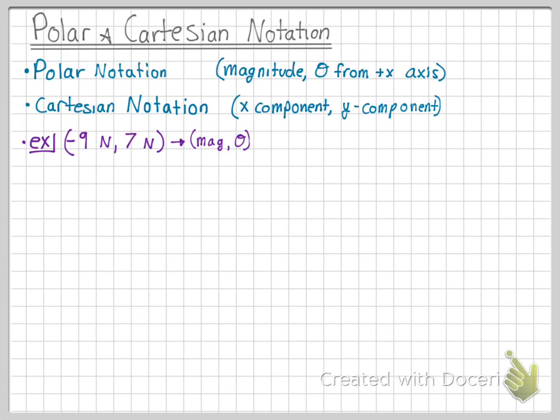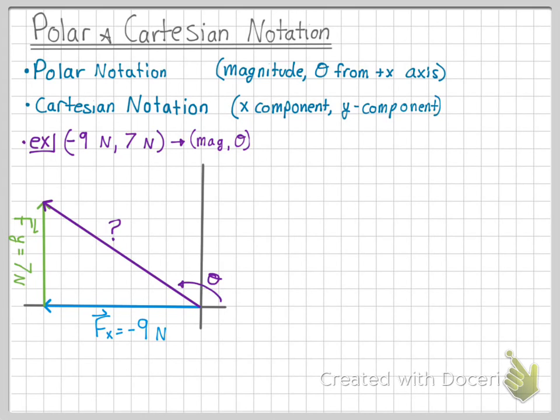Now let's convert from Cartesian to polar notation. For this problem, we have a force in the negative x direction, which is going to be 9 newtons, and a force in the positive y direction, which is going to be 7 newtons. And we want to find the magnitude of the force and the angle above the x-axis.